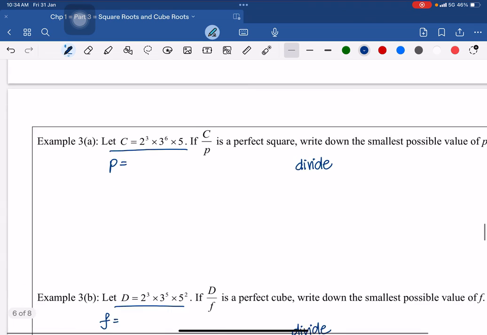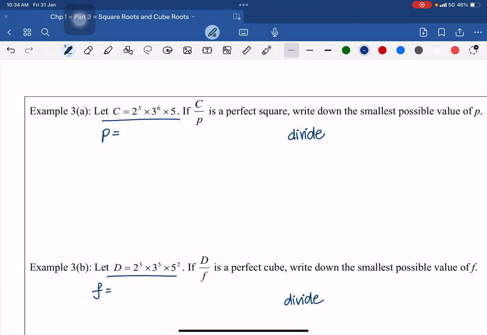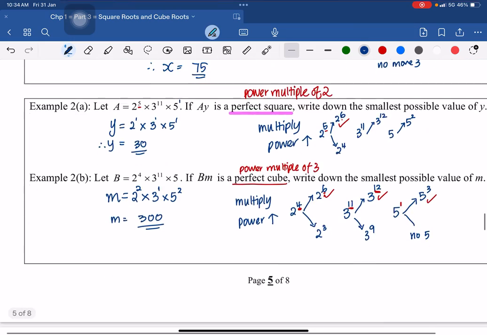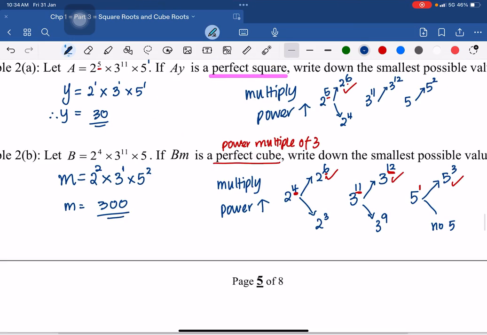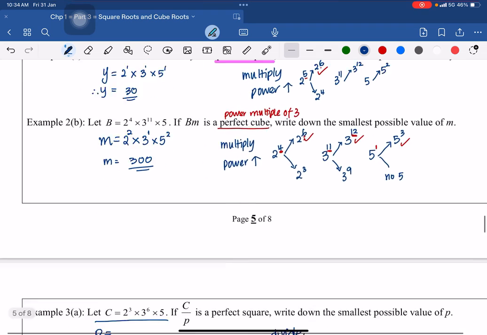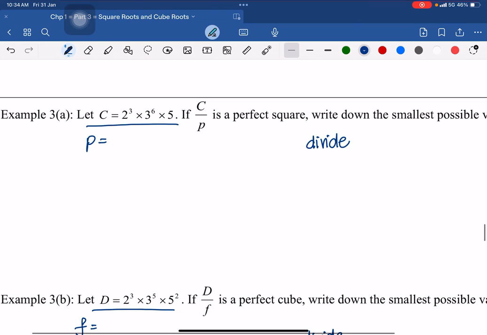We shall try example 3a. Okay, now just now we had a couple of cases where it's multiplication. My power needs to increase. So now my question is, with these factors, this number is c divided by p. So when we have multiplication, the power increases. When we have division, what happens to our power? Our power will decrease, correct? Okay, and they want it to be a perfect square.